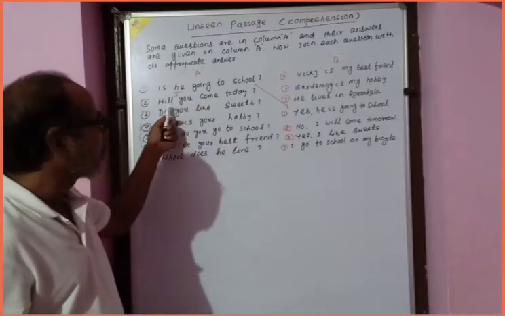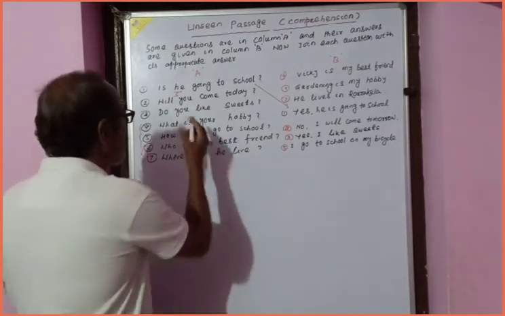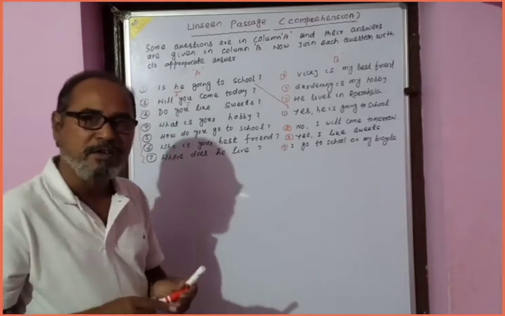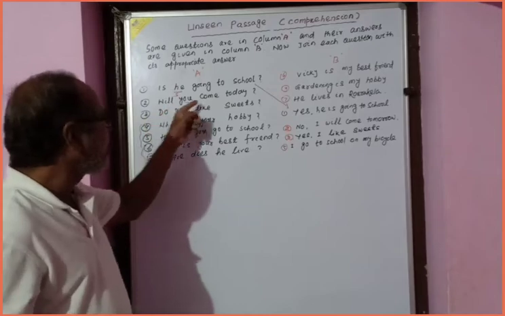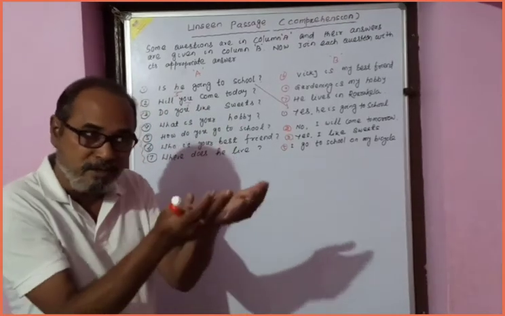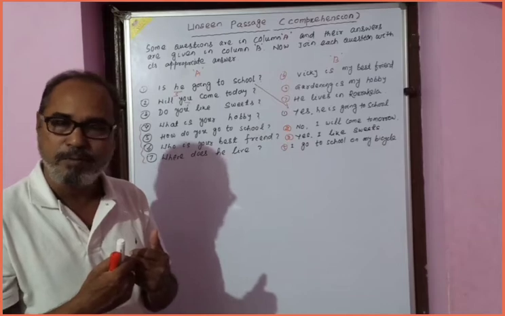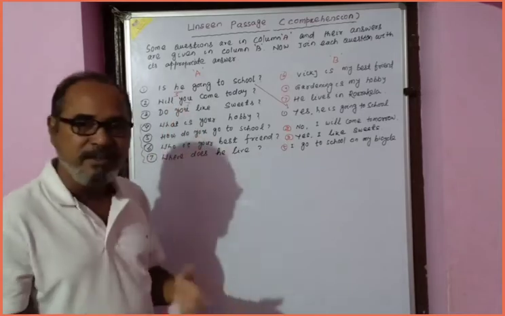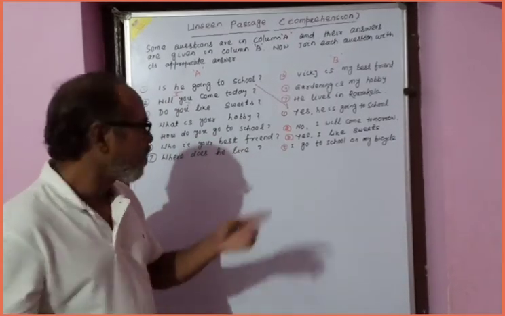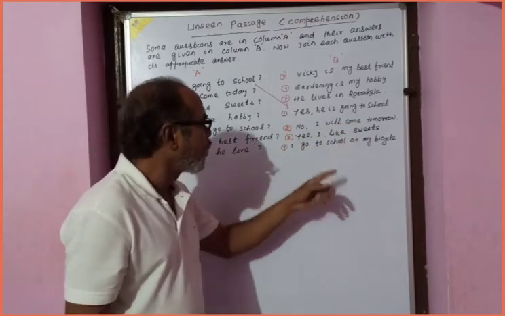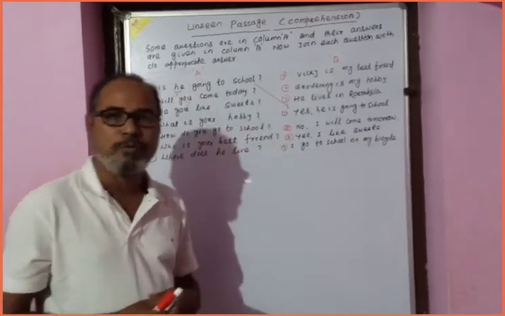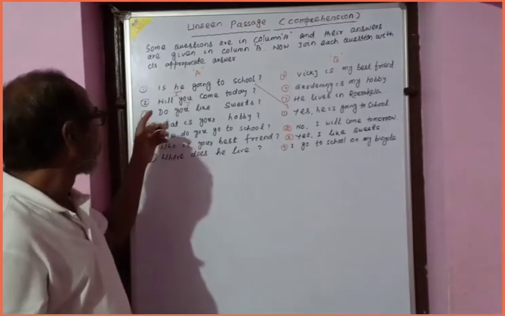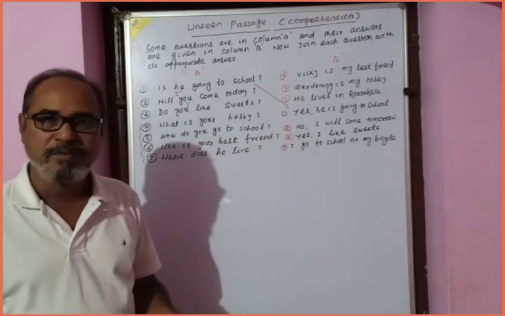Will you come today? Will is a modal auxiliary. You is the subject. Now the auxiliary verb is used before the subject. Here will is the auxiliary. Will you come today? If you ask you, then the answer is I will come, or we will come. If he will not come today, he says, no, I will not. No, I will come tomorrow, not today. Here, this is an auxiliary, so the answer is yes or no. This is a yes/no type question.